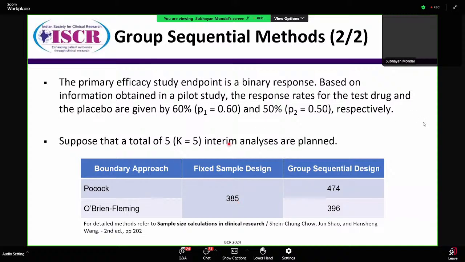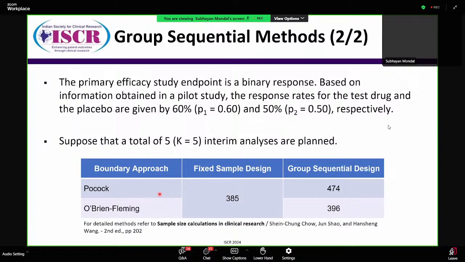Now, if we want to look at the results 4 times in between, this k equals 5 is essentially counting the last look at the data as well. So after 2 years, if we look only once, that means k equals 1. If we look into the data a total of 5 times, 4 times in between and 1 time at last, we assume k equals 5. And in those cases, the Pocock boundary inflates the sample size up to 474 from 385, which essentially means that the more times you want to look at the data, the more sample size is required for the study.